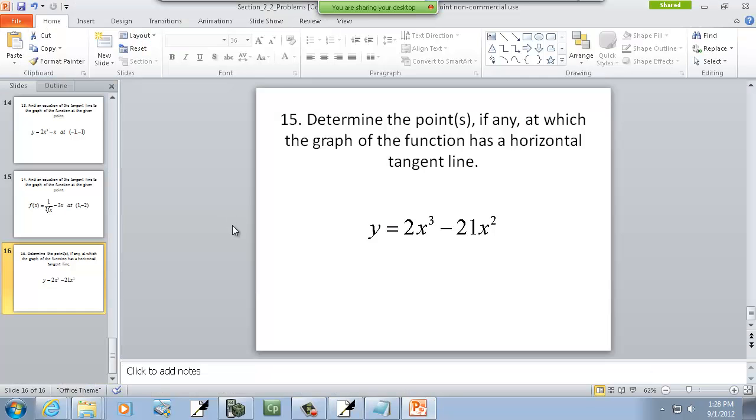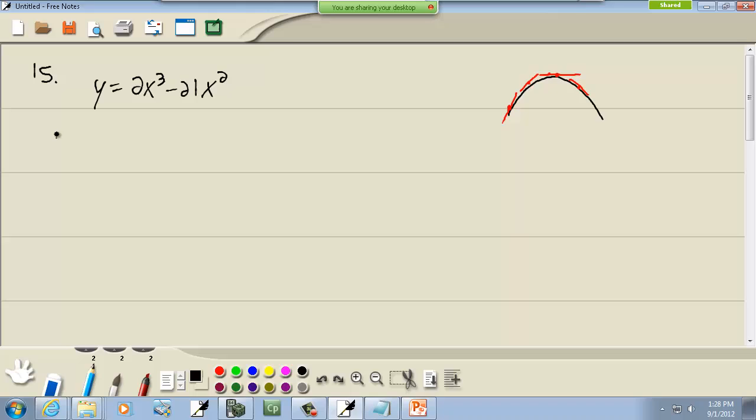But the instructions only say determine the point, if any, at which the graph of the function has a horizontal tangent line. So these steps are finding the horizontal tangent line.